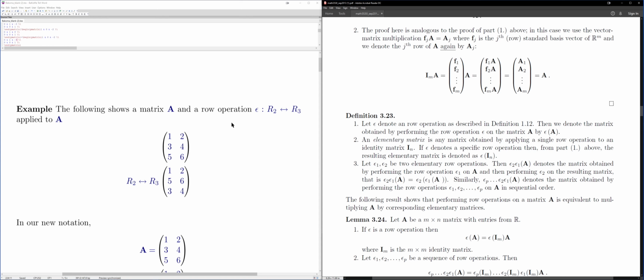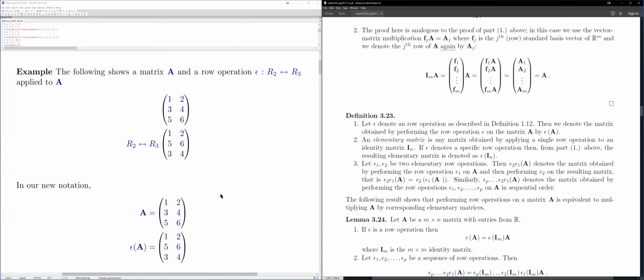In this example, what I'm doing is switching two rows, and I'm calling this row operation epsilon. So I have a matrix A, and here I do the row operation where I switch row 2 and row 3. This is my original matrix over here, and the resulting matrix is what I get when I switch row 2 and row 3. Row 2 comes to the row 3 position, and row 3 goes to the row 2 position.